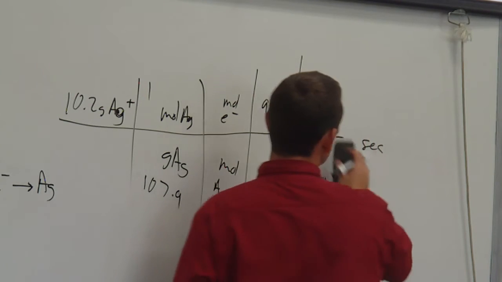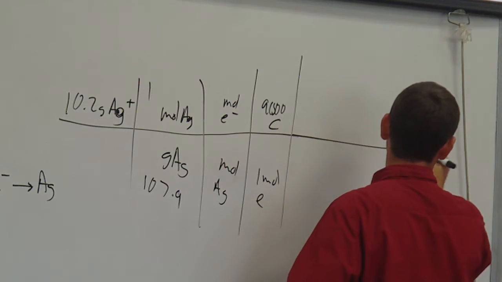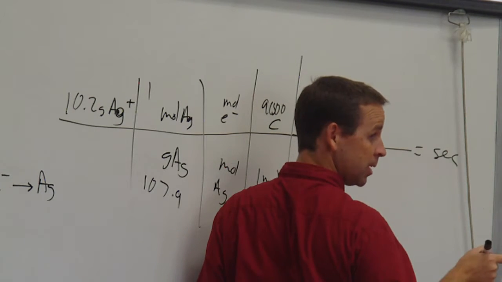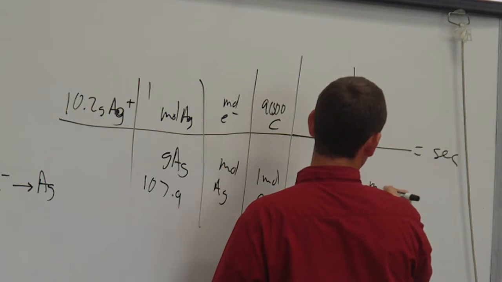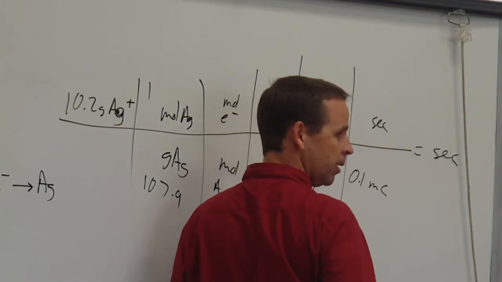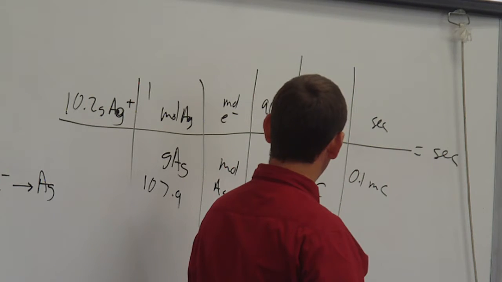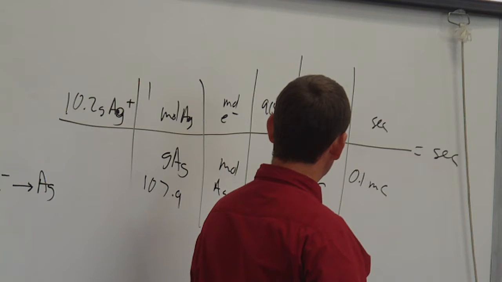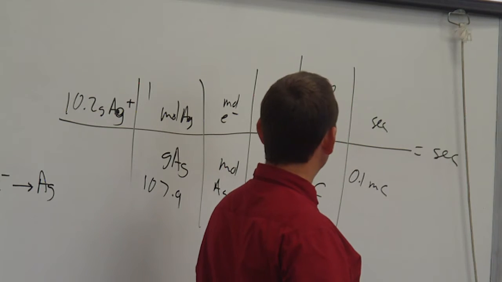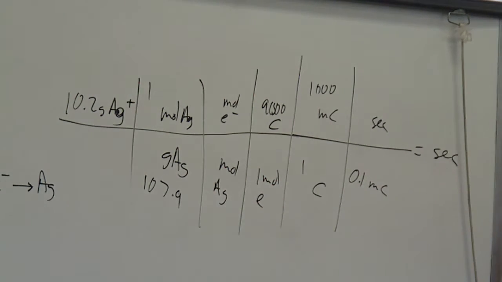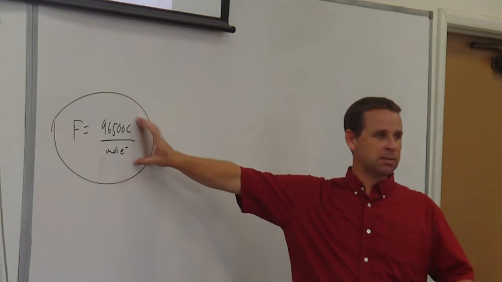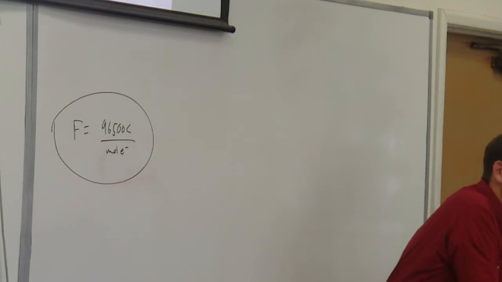You didn't like that? Let's go from coulombs to millicoulombs, because milliamps is millicoulombs per second. So now we'll be in millicoulombs per every second. So this is our 0.1, and this is our 1,000 millicoulombs per coulomb. There we go. Is that it? That's right. So we're introducing our 96,500 coulombs per mole. That is our conversion factor. Current is in units of coulombs per second.